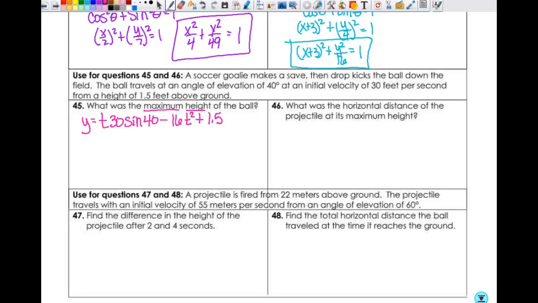All right, so in order to find the maximum height, I have to know what time it hits the maximum height. So that is where you're going to get your negative b over 2a. So t is equal to, this is b, so negative 30 times the sine of 40 over 2 times your a, which is a negative 16.